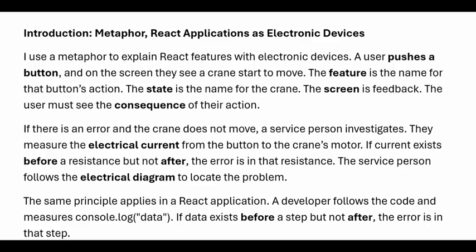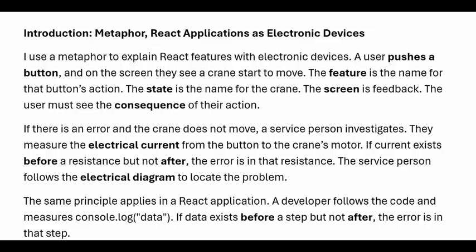A user pushes a button, and on the screen they see a crane start to move. The feature is the name for that button actions. The state is the name for the crane. The screen is feedback. The user must see the consequence of their action.